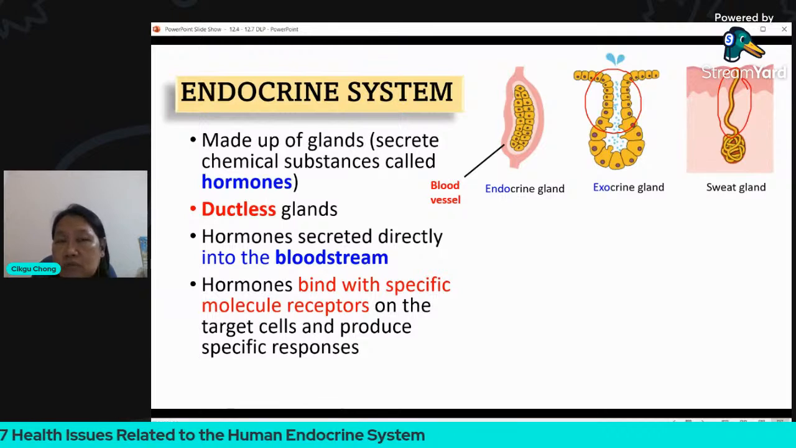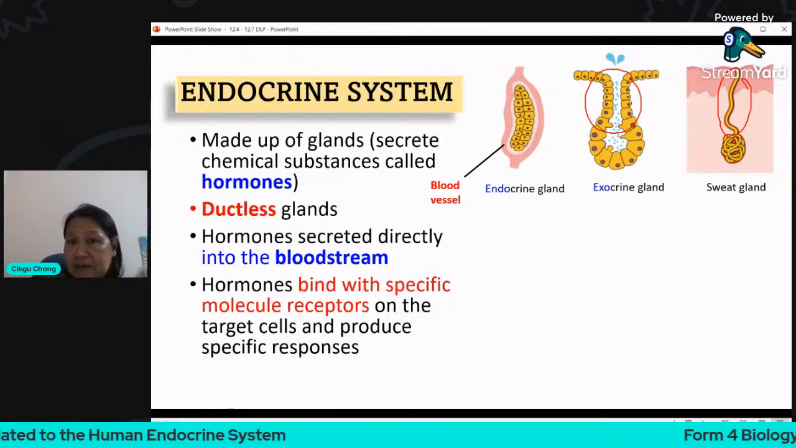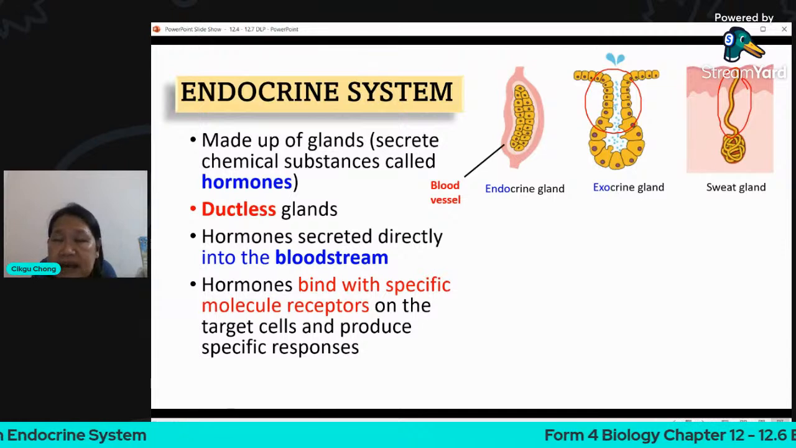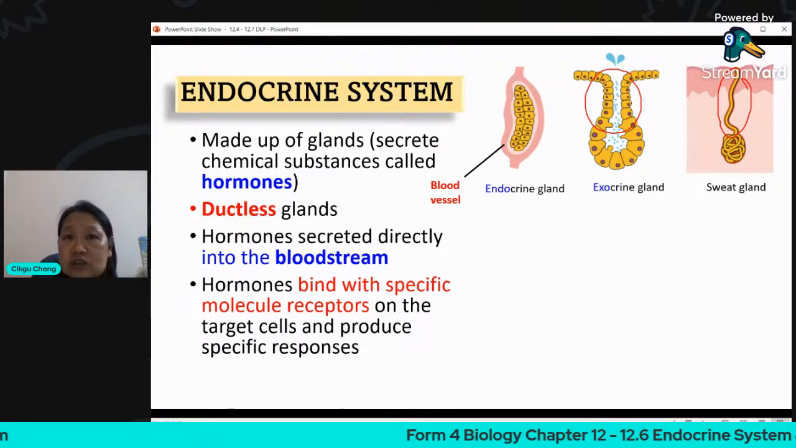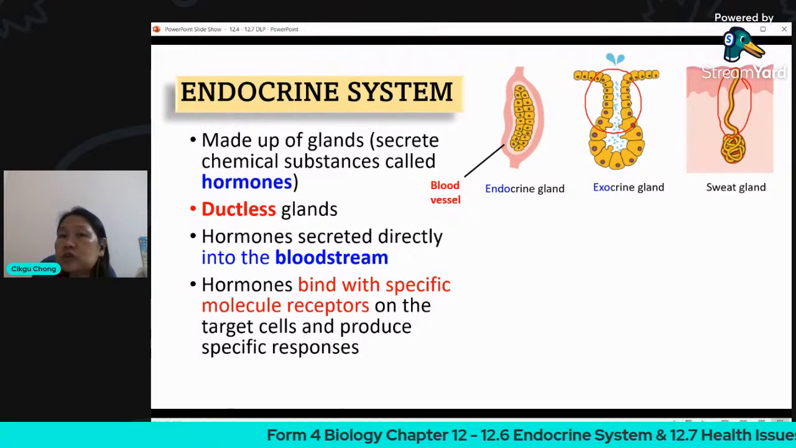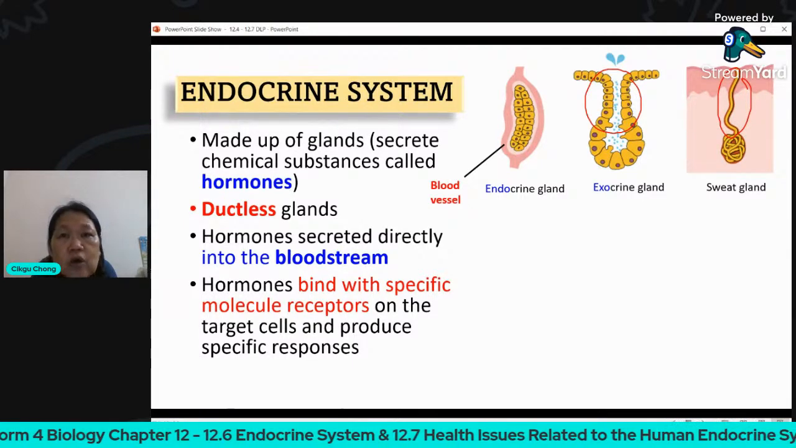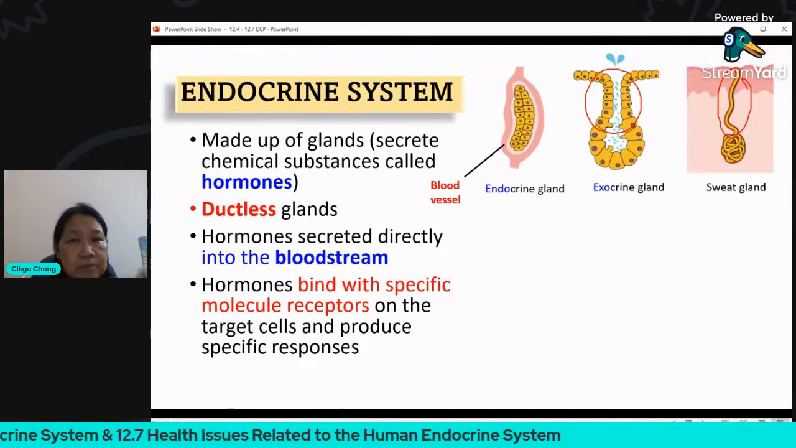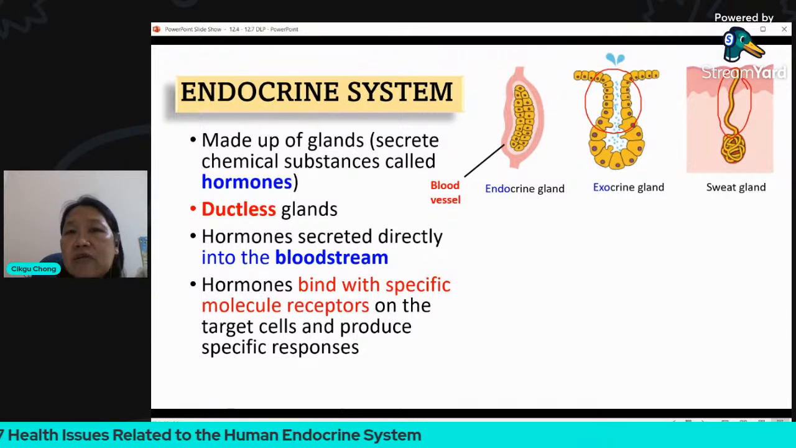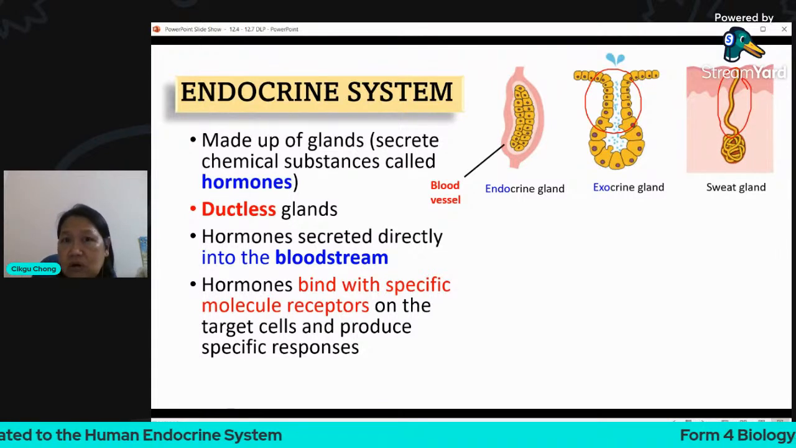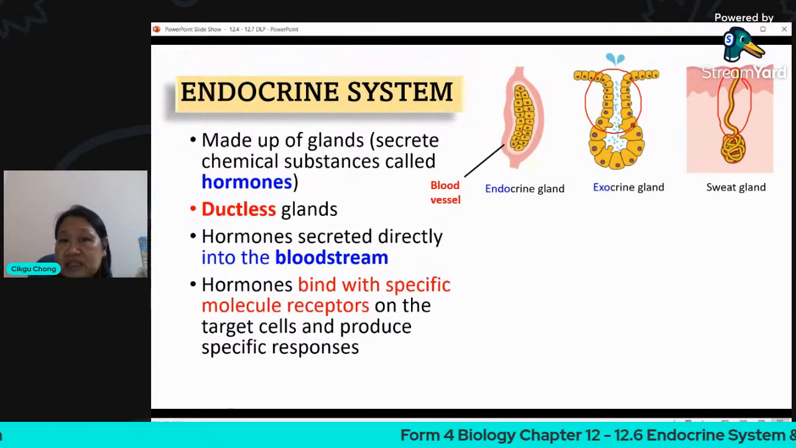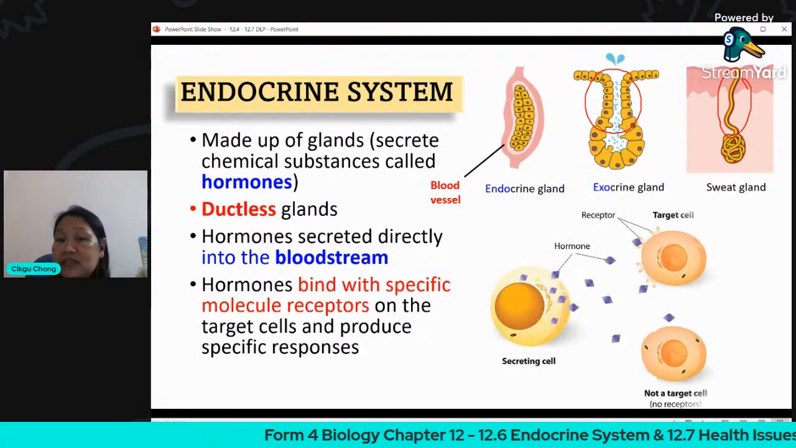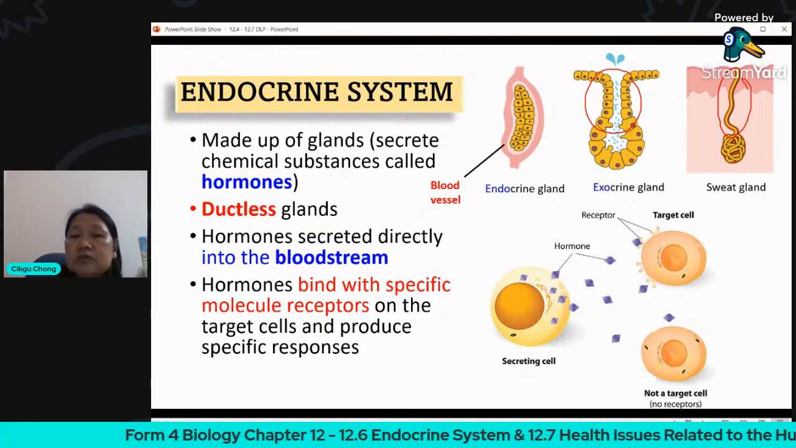When these hormones come to a specific cell, there are certain cells which will respond to the hormone, and there are also certain cells that do not respond to the hormone. What are the cells that will respond, and what are the cells that do not? It depends on whether they have the receptor molecule on the surface of the cell. So the hormone will bind with a specific receptor molecule on the target cells and produce a specific response.